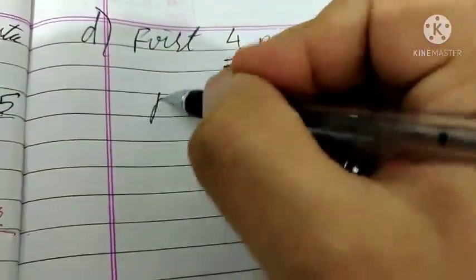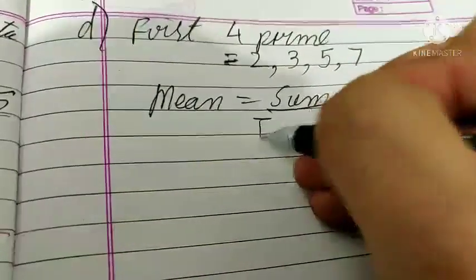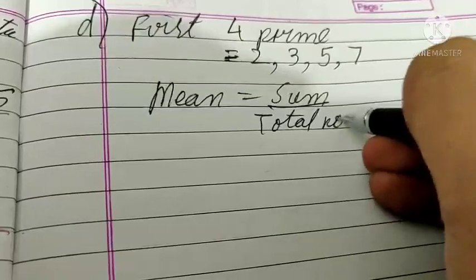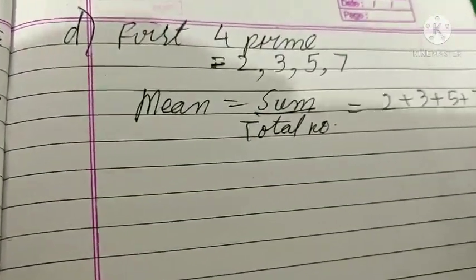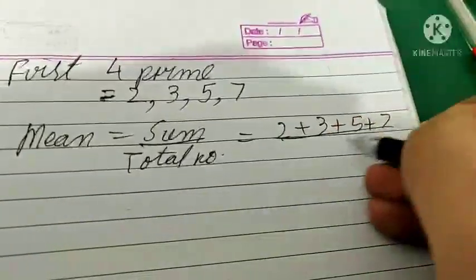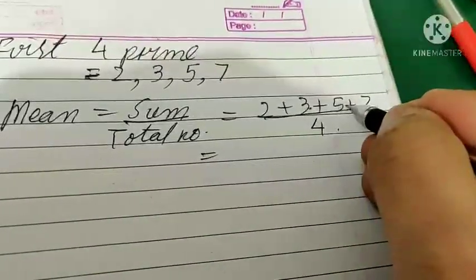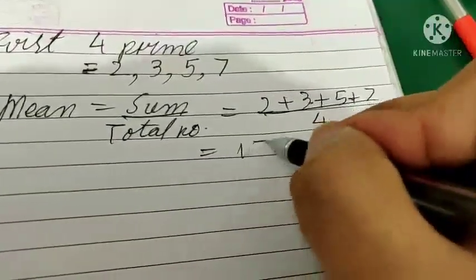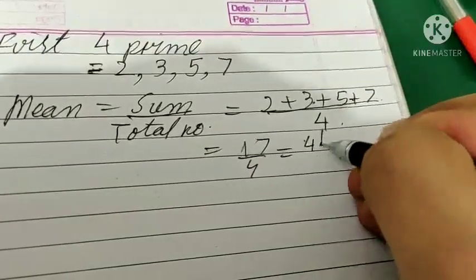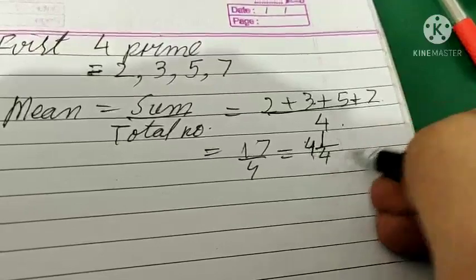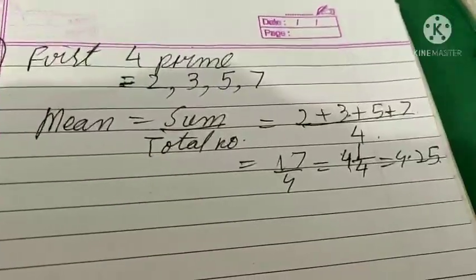So we have to find the mean. Mean is sum upon total numbers. 2 plus 3 plus 5 plus 7. Total numbers are 4. That is 5 plus 5, 10. 10 plus 7, 17 upon 4. This is 4 whole 1 by 4, that is 4.25. It is the mean of the first four prime numbers.